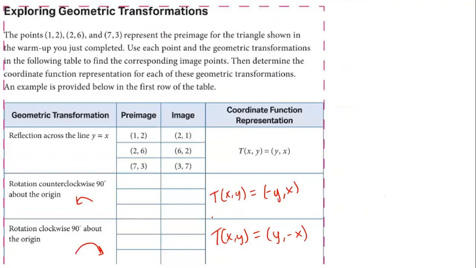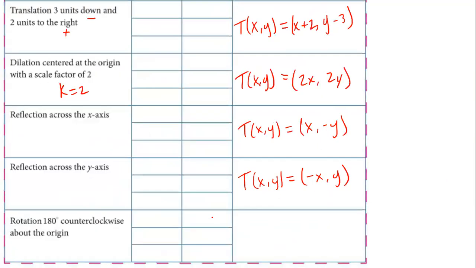Guess what? It's going to be the same, because whether I go clockwise or counterclockwise, I'm going to end up changing x and y. I didn't change one or the other. They both were changed. Does that make sense? Okay. So the transformation here is x, y is going to equal a change in the x and a change in the y. All right.